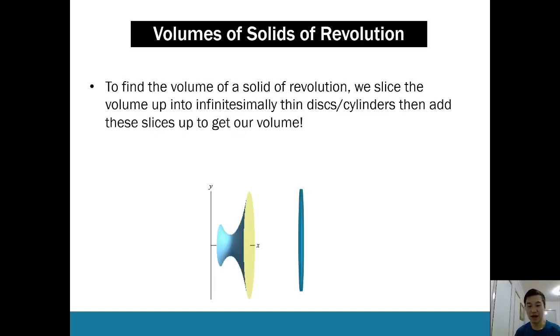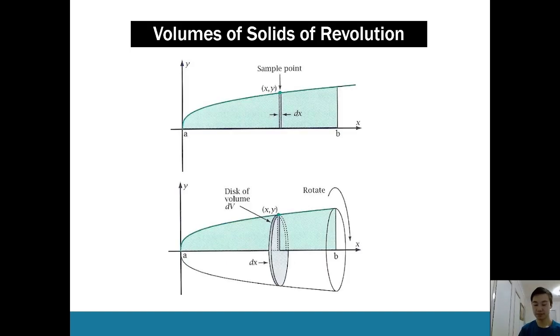The way we find the volume of a solid of revolution is we slice the volume up into a bunch of thin discs or cylinders, and then add those slices up to get our volume. For example, if you have this area that you're rotating around the x-axis, when we slice, the radius of the slice is going to be the y value of that coordinate. No matter where you move along the function, the radius of that slice is going to be y. Therefore, the area of the circle is going to be pi y squared.